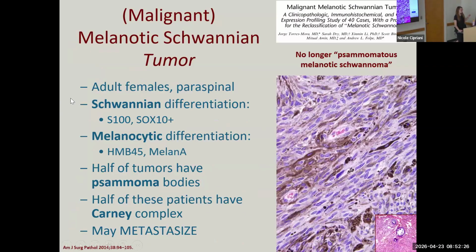This is paraspinal. This has hybrid Schwannian and melanocytic differentiation, so it kind of stains like a melanoma, right? But it is not a melanoma. It is this tumor. It can be associated with Carney complex. It does not have any of the melanocytic melanoma genetics, and these patients do not have any cutaneous melanomas. These are deep primary mesenchymal tumors.